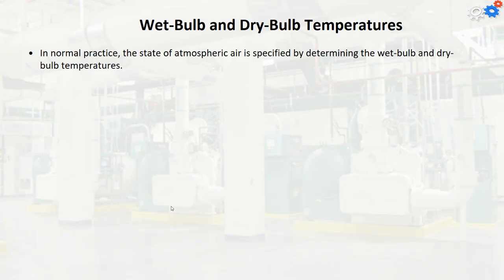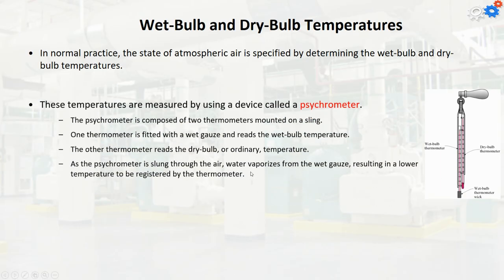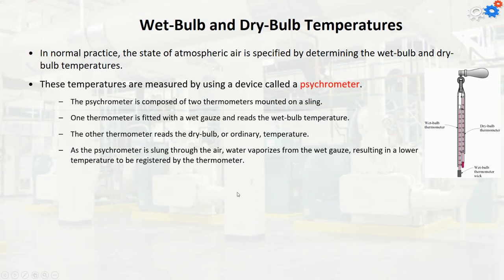Usually, we would like to know what the parameters are for the air, or the atmospheric air, by determining the wet bulb temperature and the dry bulb temperature. We use a device called the psychrometer, or sling psychrometer, which is something similar to the one we see in the photo to the right. You can see that in this photo we have two thermometers.